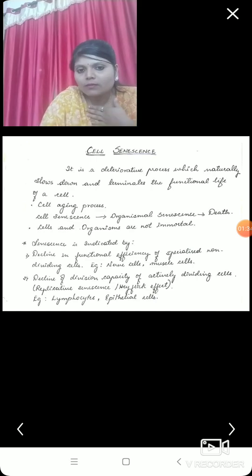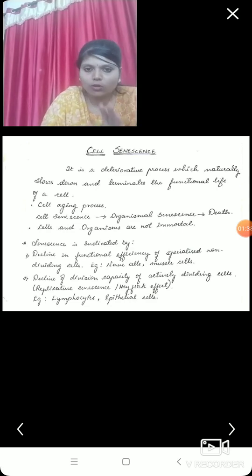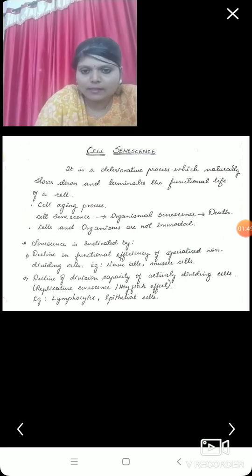Suddenly the cell cannot die off, isn't it? There is some organized method by which the cell is going to become senescent and is going to die. The cell and organisms are not immortal. So of course, if the cell is not immortal, the organism is also not immortal, isn't it? So both are not immortal, which allows us to study today's topic, that is cell senescence.